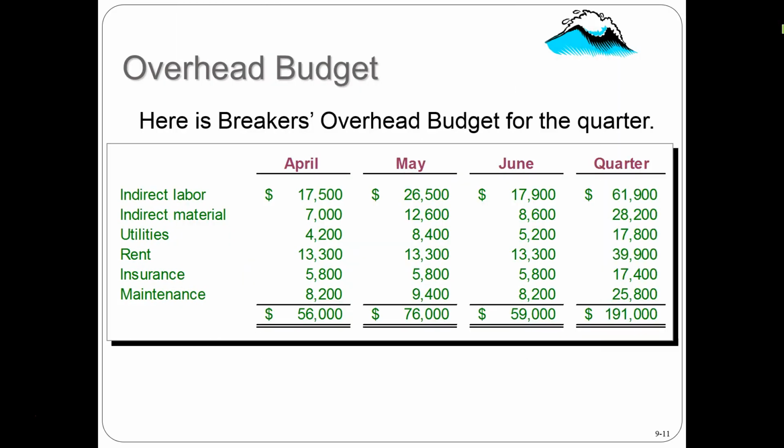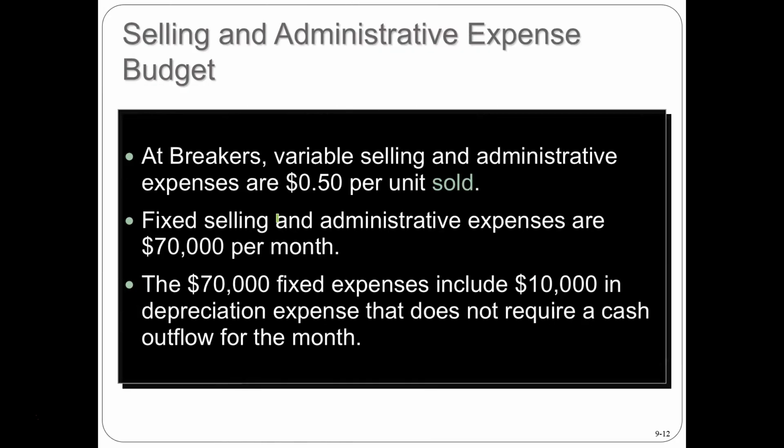Alright, so then we have the overhead budget, which is actually fairly more straightforward because many of those numbers are just going to be given to us, and they're probably going to be reliant on either the prior period, the prior month, or on projections from particular departments. So that would include indirect labor, indirect materials, utilities, rent, insurance, maintenance. They're going to just give us those straight out numbers in order to fill those in for the period.